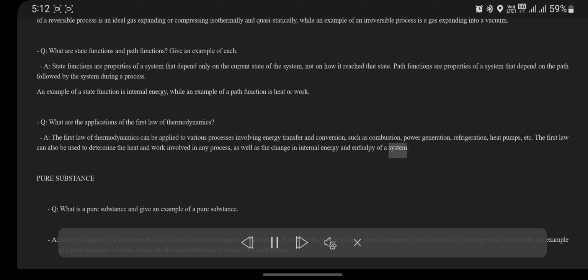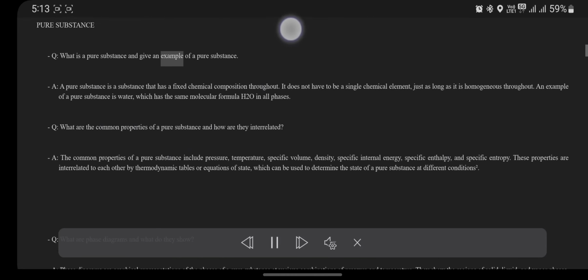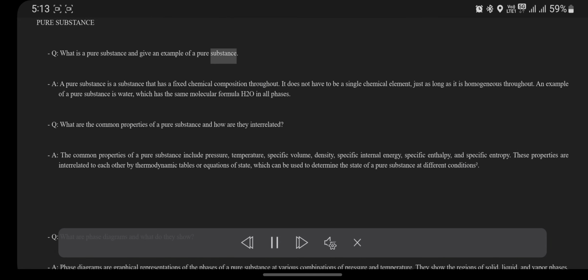Pure substance. Question: what is a pure substance, and give an example of a pure substance. Answer: A pure substance is a substance that has a fixed chemical composition throughout. It does not have to be a single chemical element, just as long as it is homogeneous throughout. An example of a pure substance is water, which has the same molecular formula H2O in all phases.